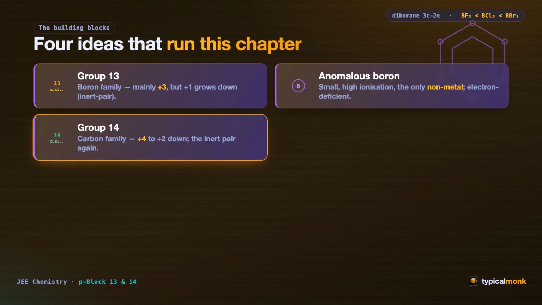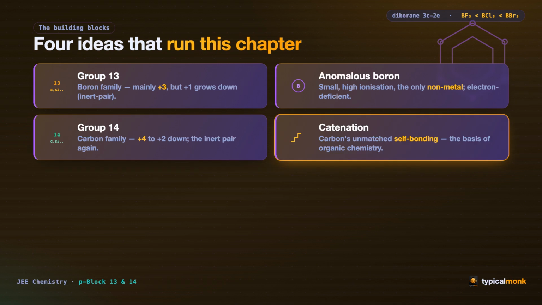Group 14, the carbon family: carbon, silicon, and below, +4 falling to +2. Down the group, the inert pair once again. And catenation, carbon's unmatched ability to bond to itself, chain after chain. It is the very basis of organic chemistry.